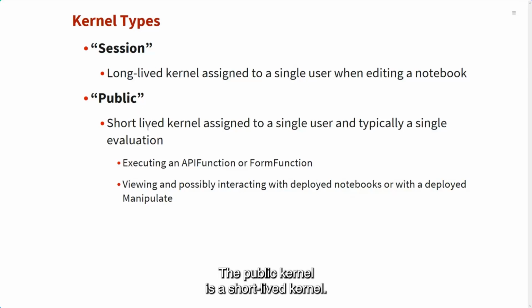The public kernel is a short-lived kernel. Again, it's assigned to a single user, and it's typically for a single evaluation. So the biggest difference here is long-lived versus short-lived. The public kernels are what you're going to get when you saw my API function or that form function, because they're basically a one-shot evaluation. It says, okay, I will configure this kernel for this user, load their code, and execute it once. Then that kernel will essentially be done for that use. And if you visit your API function again, you're going to get a different kernel.